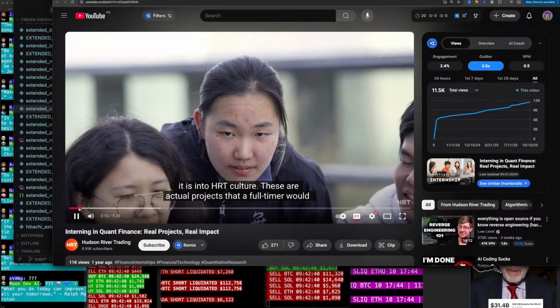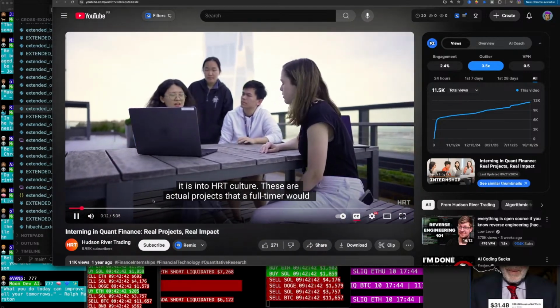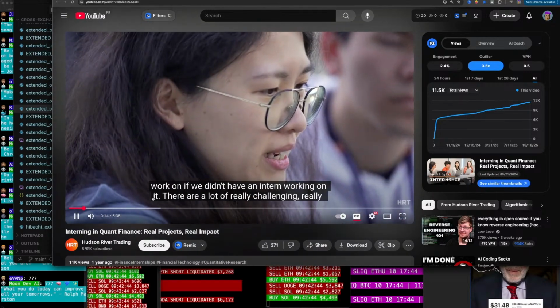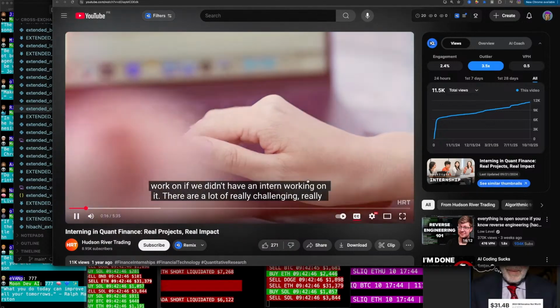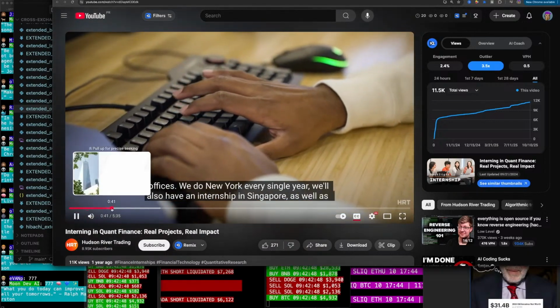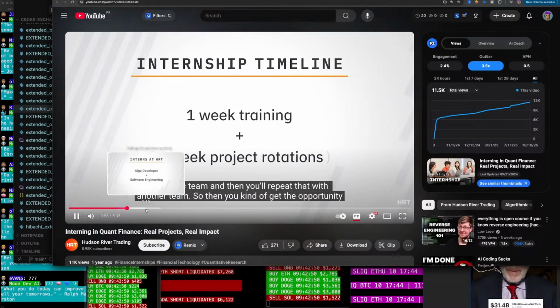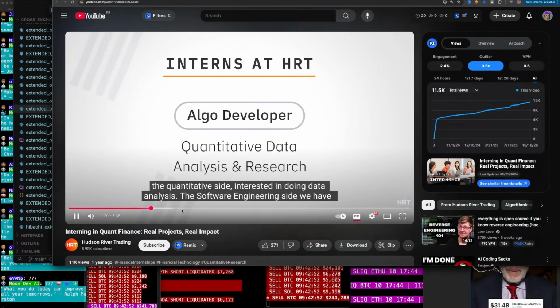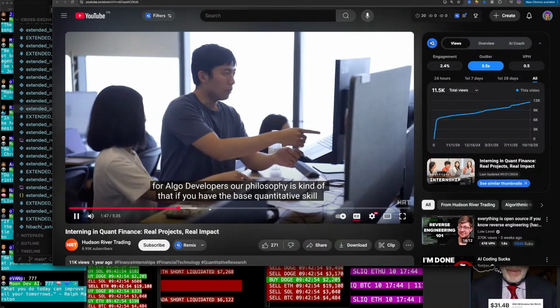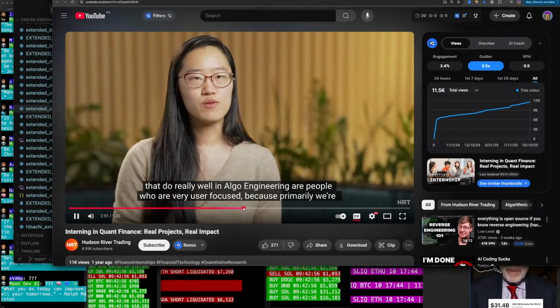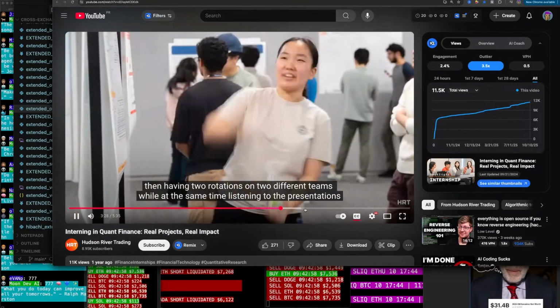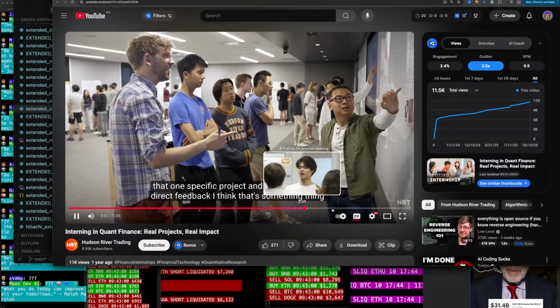It is into like HRT culture. These are actual projects that a full-timer would work on if we didn't have an intern working on it. There are a lot of really challenging, really in Singapore specific team. And the quantitative side, interested in doing. If you have the base quant that all of the interns do, because primarily, while at the same time, project and get a lot of.